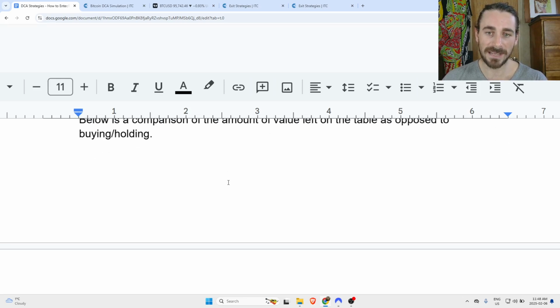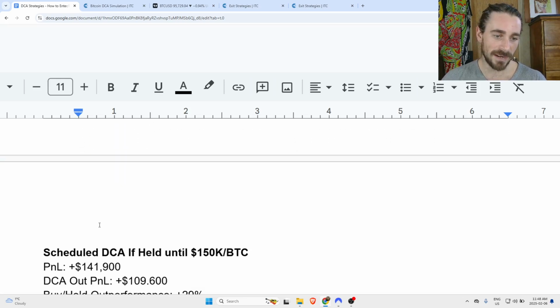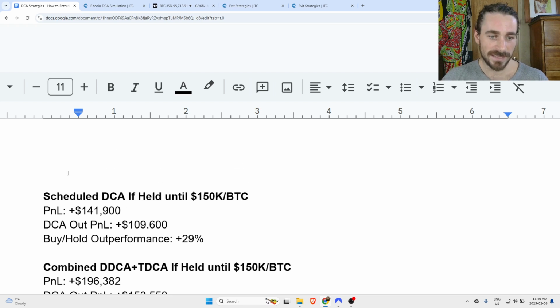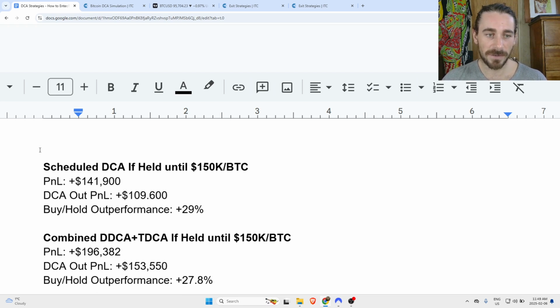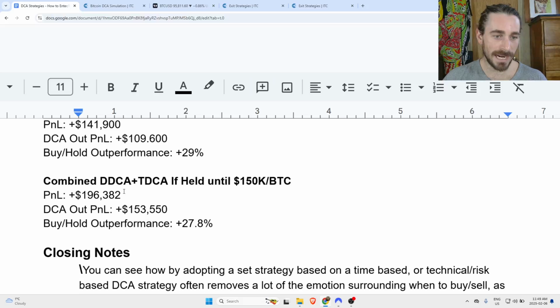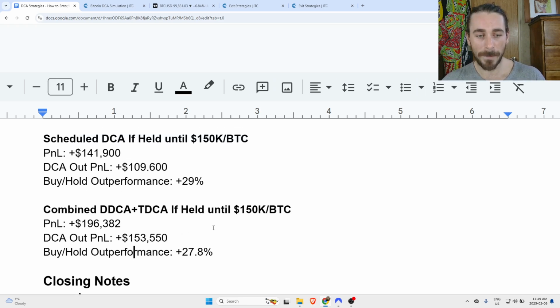So below, we're just comparing the amount of value left on the table when you buy and hold as opposed to DCAing out. So with scheduled DCA, if you held until $150,000 Bitcoin, you would have a P&L of plus 140,900. Your DCA out P&L is going to be 109,000 after you subtract your cost, so buy and hold outperforms this by 29%. And in our combined strategy, we see the buy and hold outperforms by 27.8%. So obviously, buy and hold can outperform if you hit your price targets. So that's a big thing.